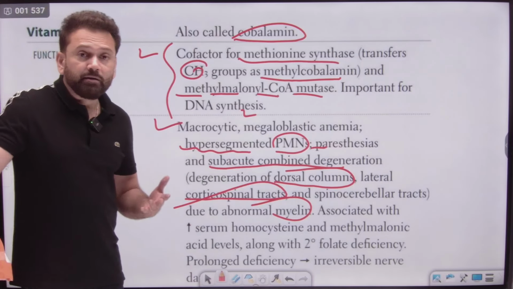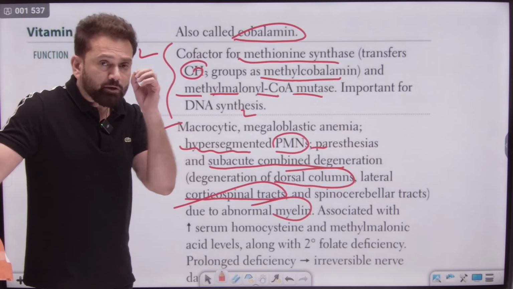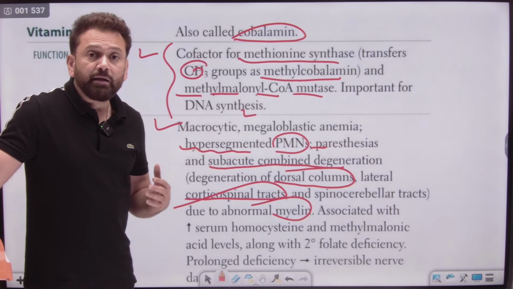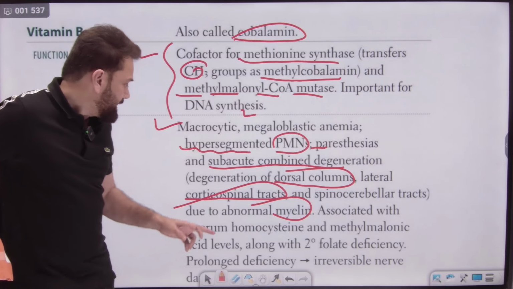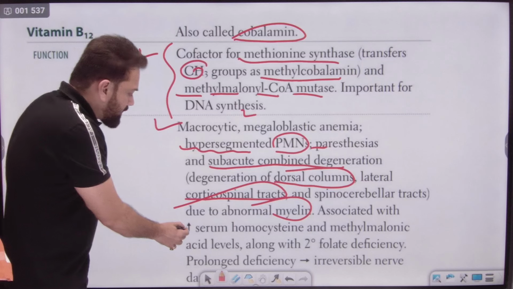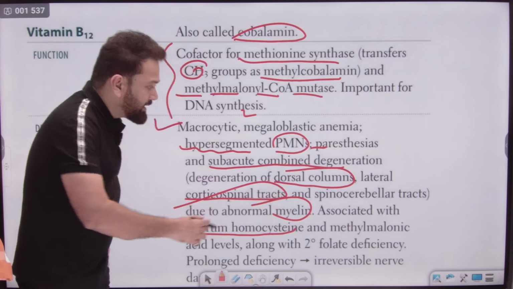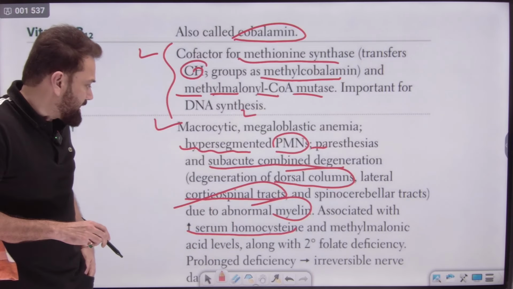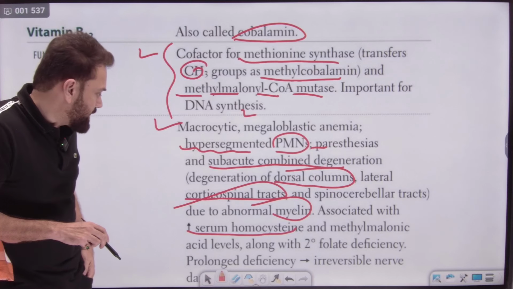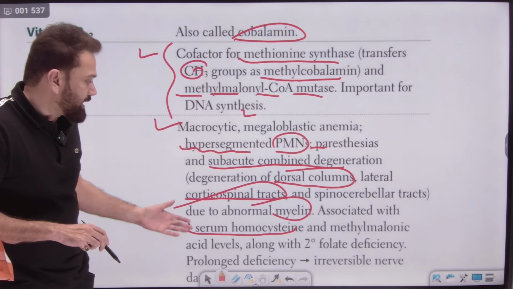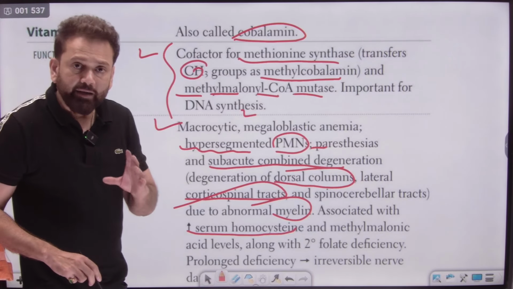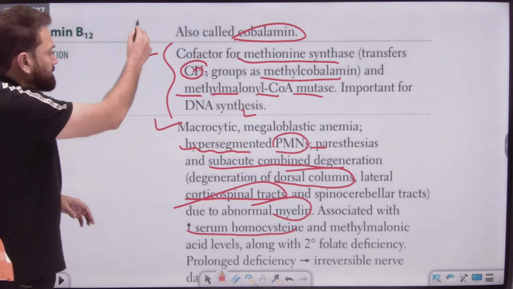Okay, methionine, again the same thing. If there is not enough myelin synthesis, there will be neurological symptoms, and it can be associated with, as I told you already, increased serum homocysteine level and methylmalonic acid, along with secondary folate deficiency. Prolonged deficiency can cause irreversible nerve damage. So this is the minimum.